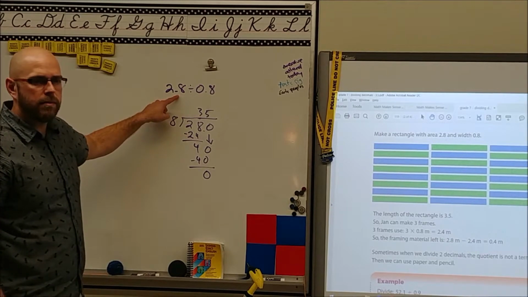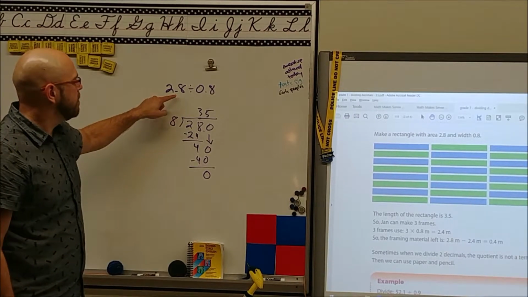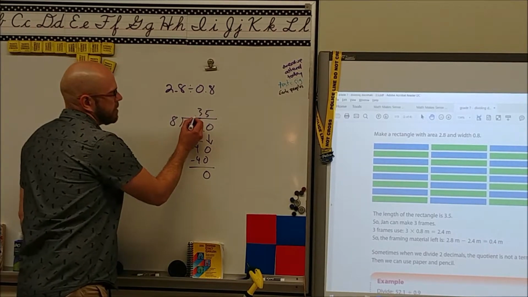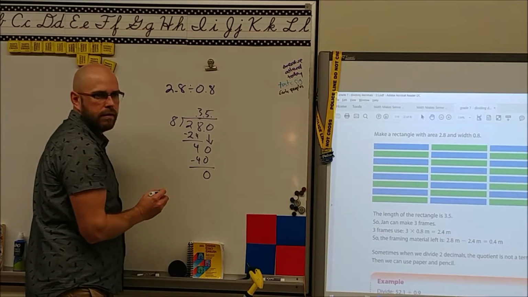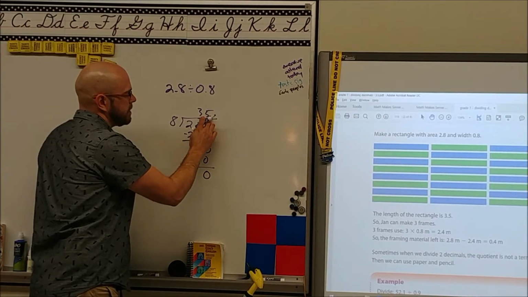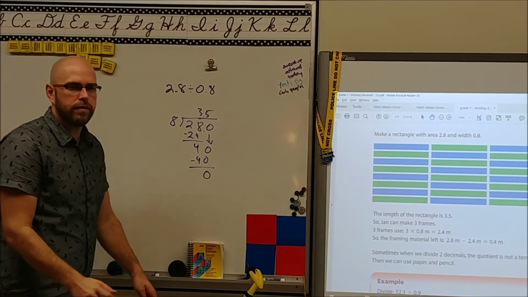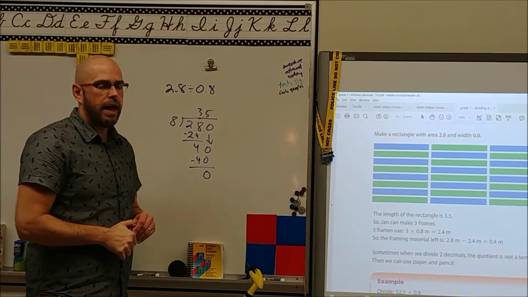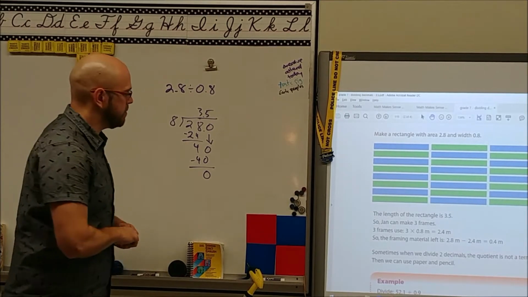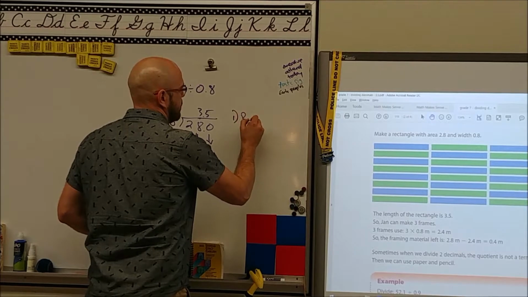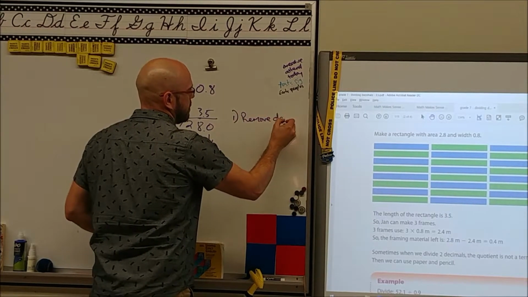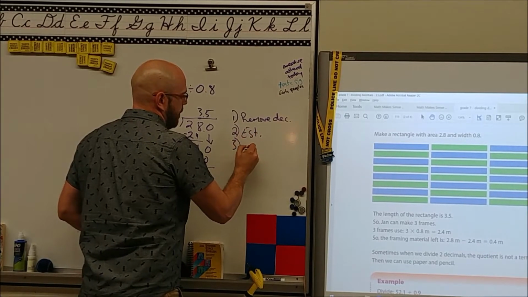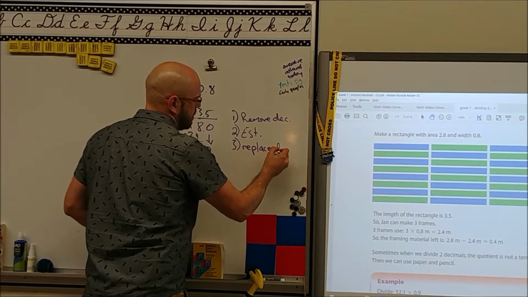If I estimate, remember when we front-end estimated? What's 3 divided by 1? 3, okay. So should I put the decimal here, here, or here? Right in the middle. Because if my estimate is 3, it's probably not 35, and it's probably not 0.35. But it's much easier. You just have to remove the decimals, estimate, and then place the decimal. So your 3 steps: remove the decimal, estimate, and then replace the decimal.